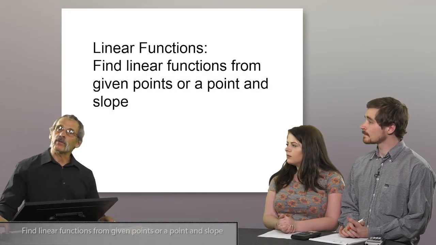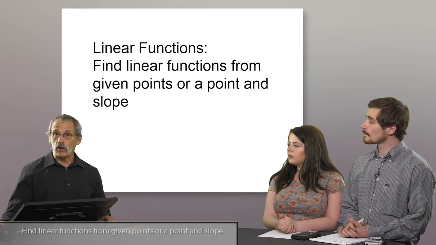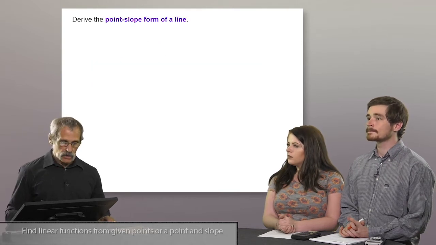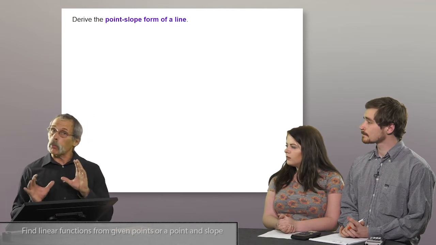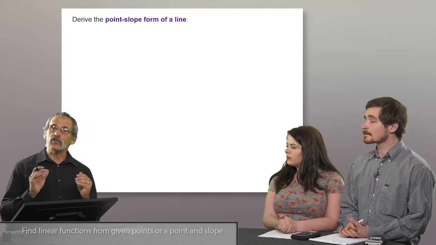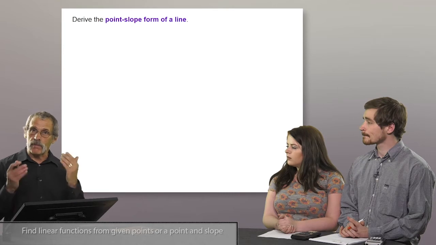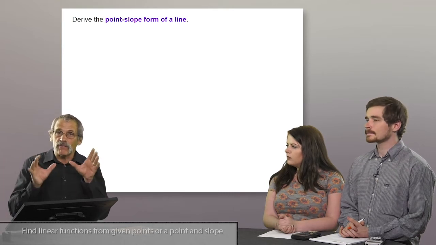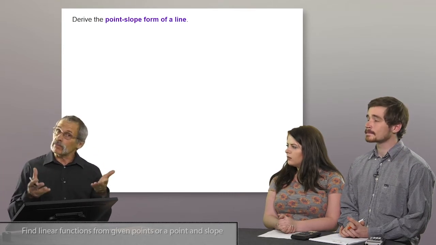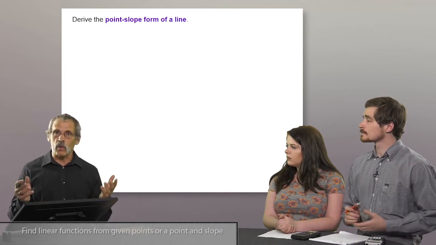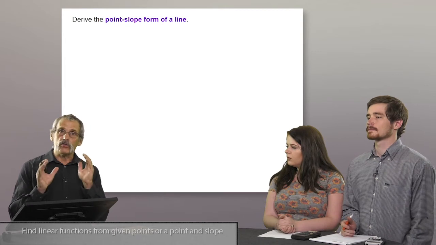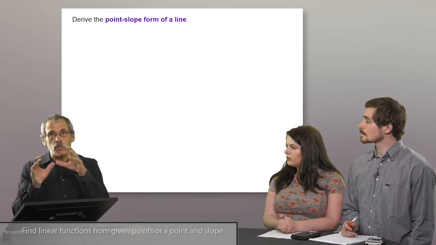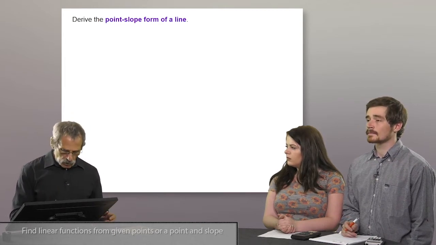Find linear functions from given points or a point and a slope. If I'm given a point and a way to get the slope, or the slope outright, I can use the point-slope form of a line. To remember exactly what that form is, I'm going to derive it, albeit quickly. I'll pick 2 points and write down the slope formula for them, but I'm going to pick the points very carefully.